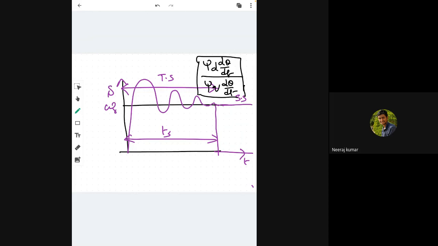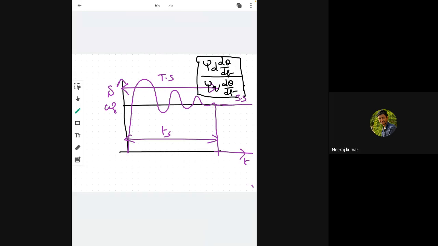During transient state, for simple understanding, I have taken this model. This is the response for step input. For sinusoidal input, it may be different, but the nature is the same. The nature of the disturbance and its oscillations are similar.